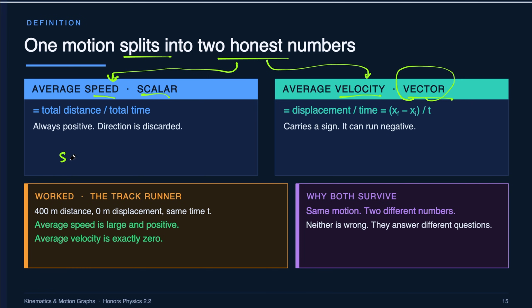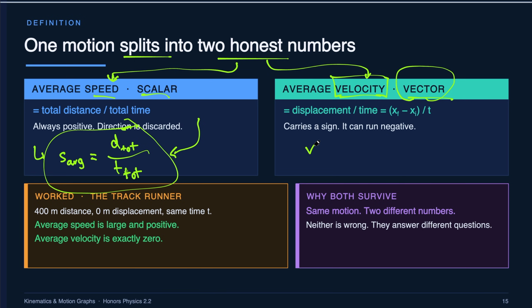So average speed, which I'm going to denote by S avg, is the total distance, d total, over time total. So the average speed is equal to total distance over the total time, which makes sense, right? Speed is not about how far you moved, it's just how much distance you covered. Speed is just the rate of change of the distance you covered, right? So that's it. And displacement or average velocity would be different.